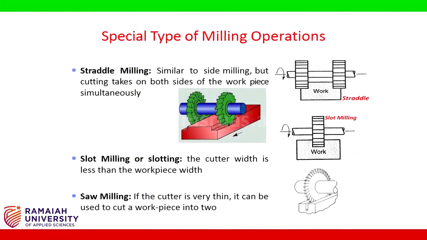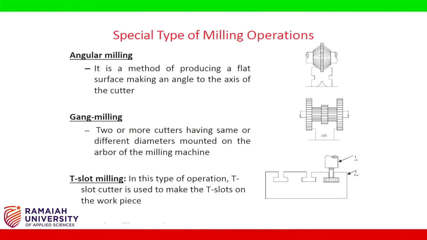Special milling operations. Straddle milling. Similar to side milling, but cutting takes place on both sides of the workpiece simultaneously. Slot milling or slotting. In this operation, the end mill cuts the slot on the workpiece by side and face milling cutter. Saw milling. If the cutter is very thin, it can be used to cut a workpiece into two pieces. Angular milling. It is a method of producing a flat surface making an angle to the axis of the cutter.